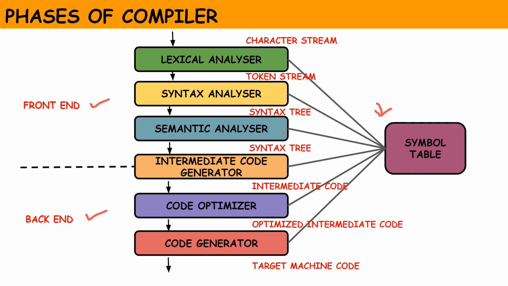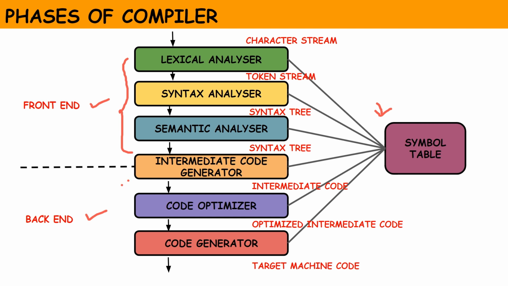The analysis part is called the front end of the compiler. The analysis part runs from the lexical analyzer to the intermediate code generator. Next is the synthesis part. It constructs the desired target program from the intermediate representation and the information in the symbol table. The synthesis part is called the back end.